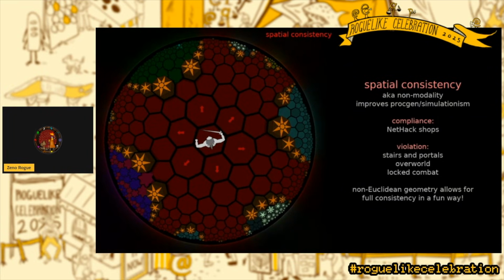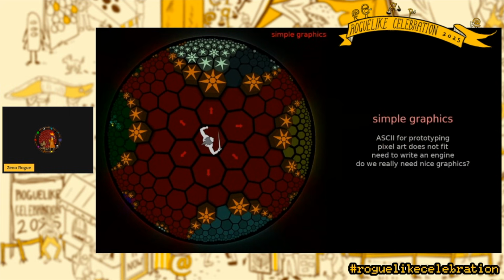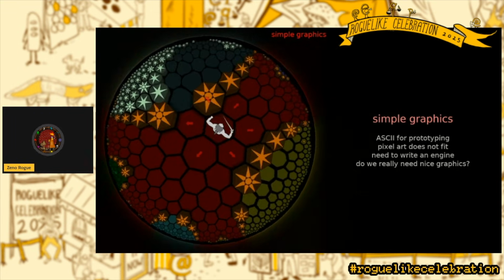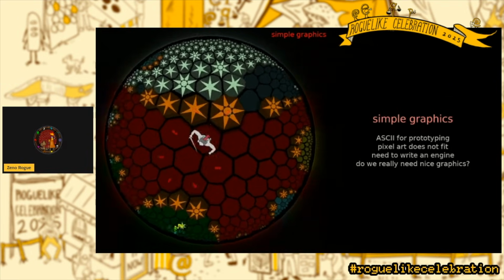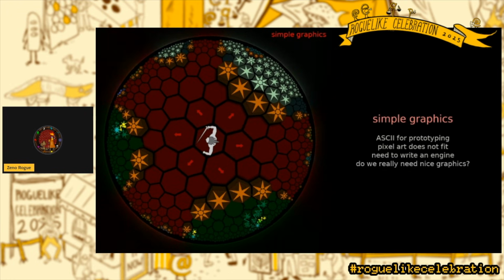Which is especially consistent. So I think that is quite fun. The next element is simple graphics. As I have shown before, the first version of HyperRogue was ASCII, so it was good for prototyping. So I could make this ASCII game, and people did buy it.